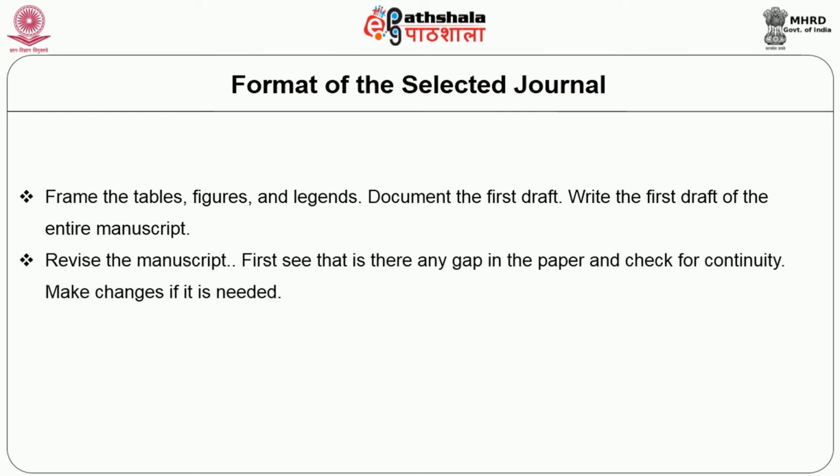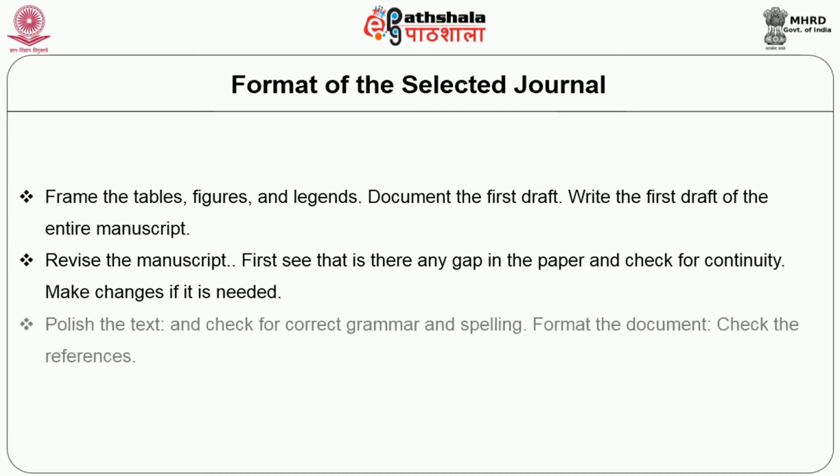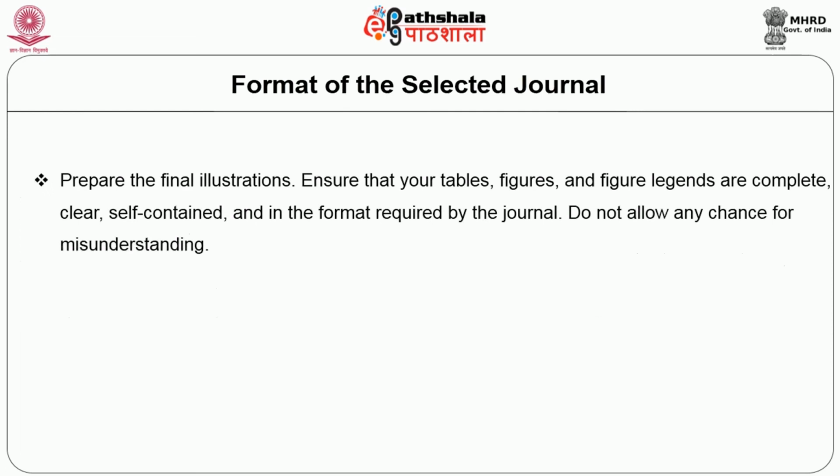First see whether there is any gap in the paper and check for continuity, and then make changes if needed, and then polish the text and check for correct grammar and spelling. Then format the document. Check the references. Then the next one is prepare the final illustrations, that is, ensure that your tables, figures and links are complete, clear, self-contained and in the format required by the journal. Do not allow any chance for misunderstanding.